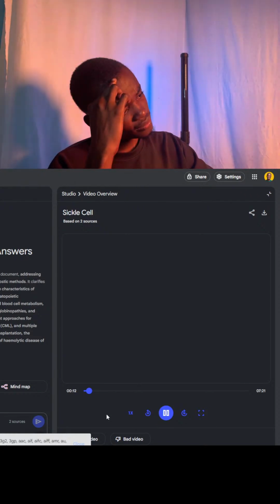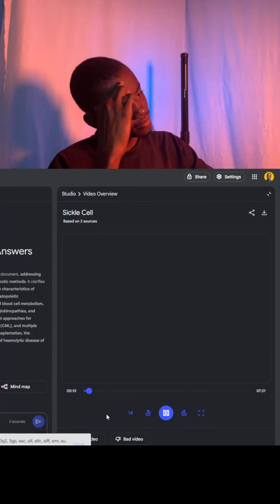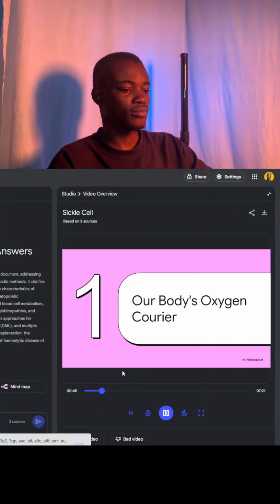I want you to picture this. Millions of delivery trucks, all trying to squeeze down a single lane road at the same time. It's chaos, right? Well, that is the core problem we are exploring today. This simple question gets right to the heart of what a sickle cell crisis is, a biological traffic jam with just devastating consequences.